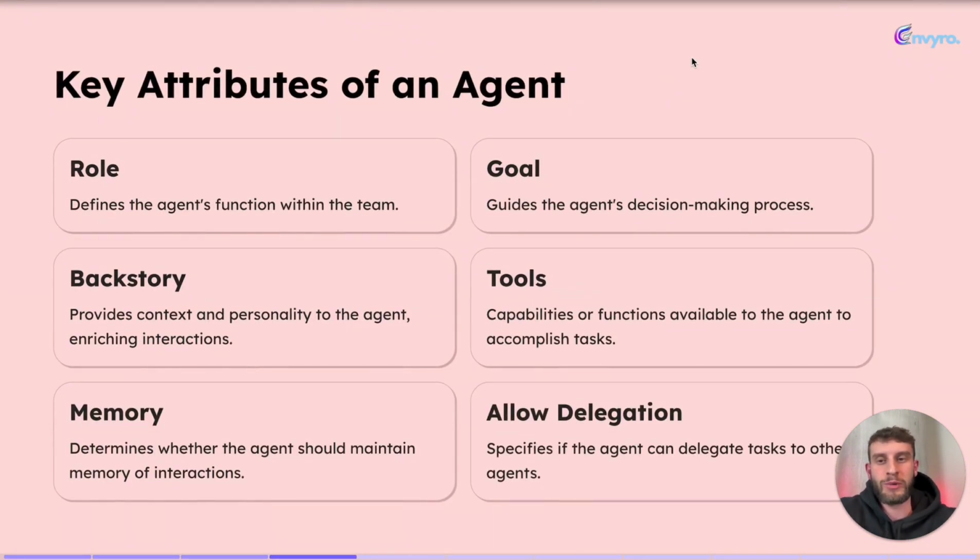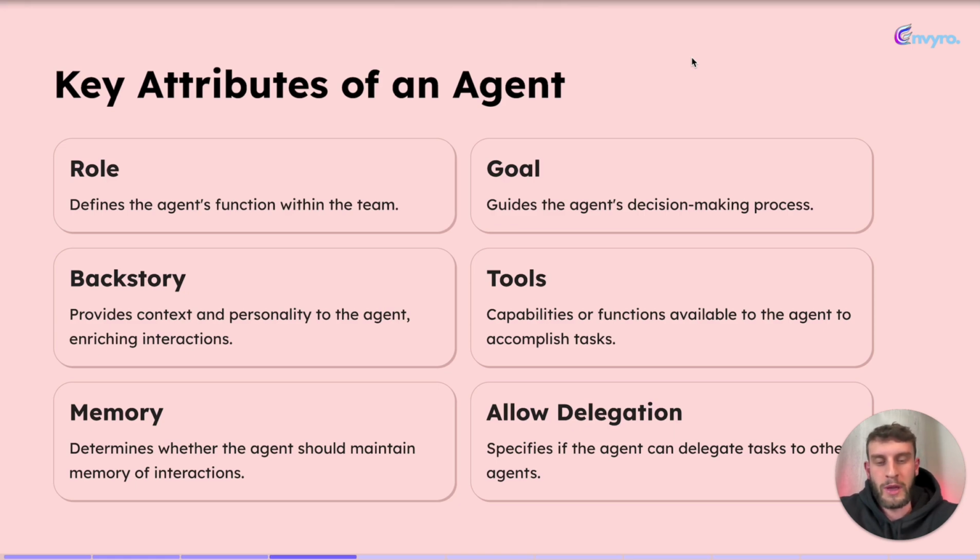So key attributes of an agent. Again, this is conceptual, but all of these attributes are applied in the actual code when you create CrewAI projects. So number one is the role. Simple, right? This defines the agent's function within the team. Then you have the goal. This guides the agent's decision-making process by having that goal defined. You also have a backstory, so this provides some more context and personality to the agent. It just makes interactions a little bit more enhanced.